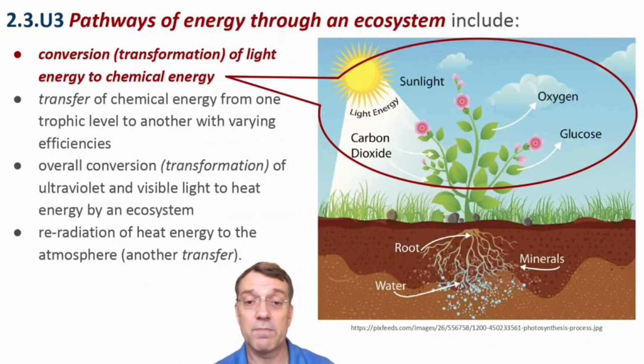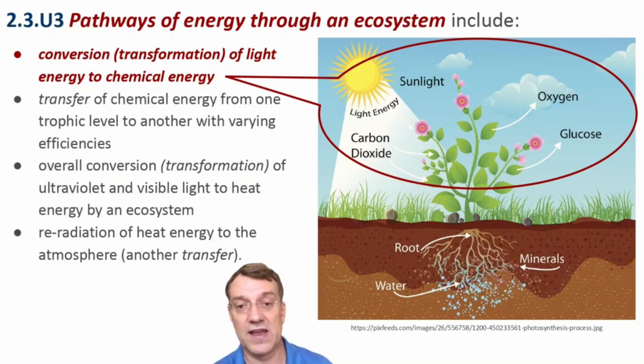Energy follows specific pathways through ecosystems. First, light energy is transformed into chemical energy through photosynthesis. This chemical energy transfers between trophic levels with varying efficiencies. And eventually, all that energy is transformed to heat and re-radiated to the atmosphere and ultimately out into space.